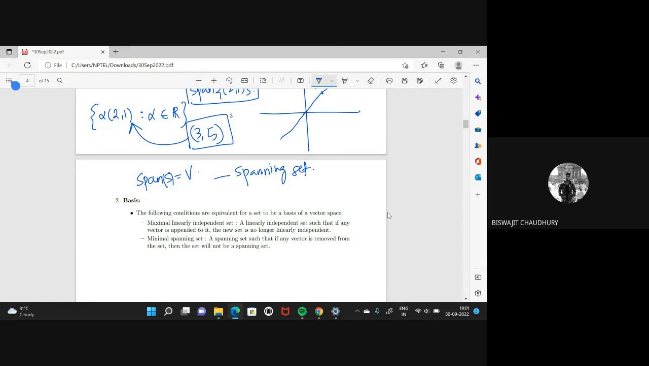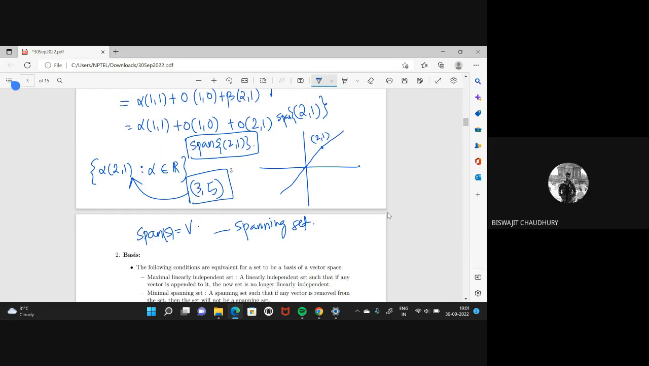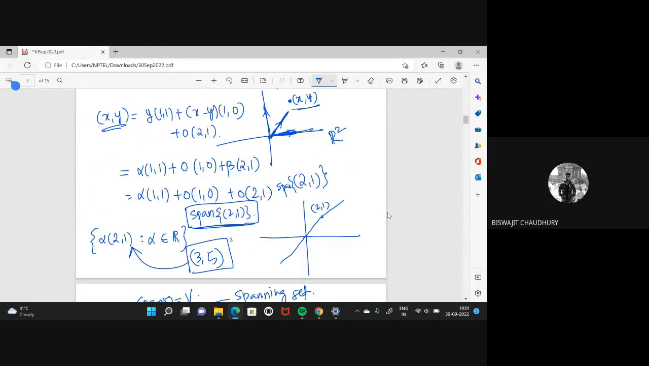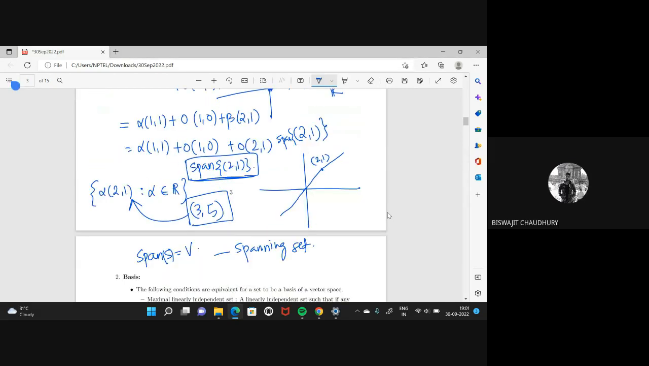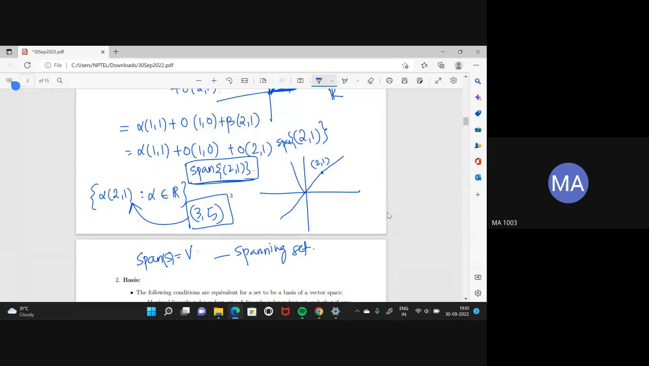Yes, ma'am. I was asking, is there any case where it is not equal to the vector space? Yeah, we can just take this, no? Not for a singleton set. If you take at least two, and both are not scalar multiples of each other. Two or more. In R2, once you pick a second vector which is not a scalar multiple of this, it's going to generate R2, right? Then it is always a spanning set of R2.